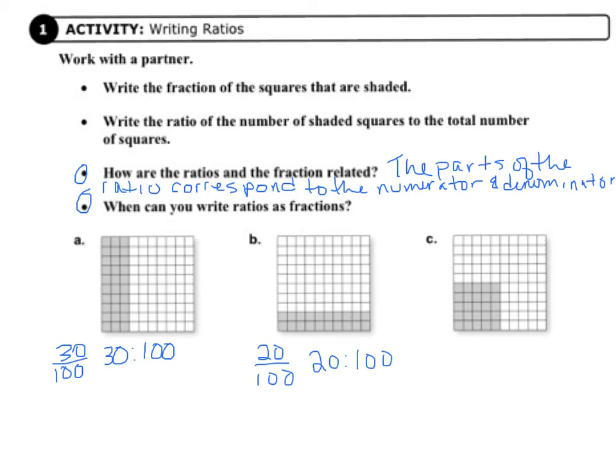And then the second circled question is, when can you write ratios as fractions? The answer is we can write ratios as fractions when we're doing part to whole comparisons. So when we have part of something that we're comparing to the whole. So part of our entire grid of 100 squares is shaded. So we're comparing that part to the whole 100 squares. So let's write that as well.